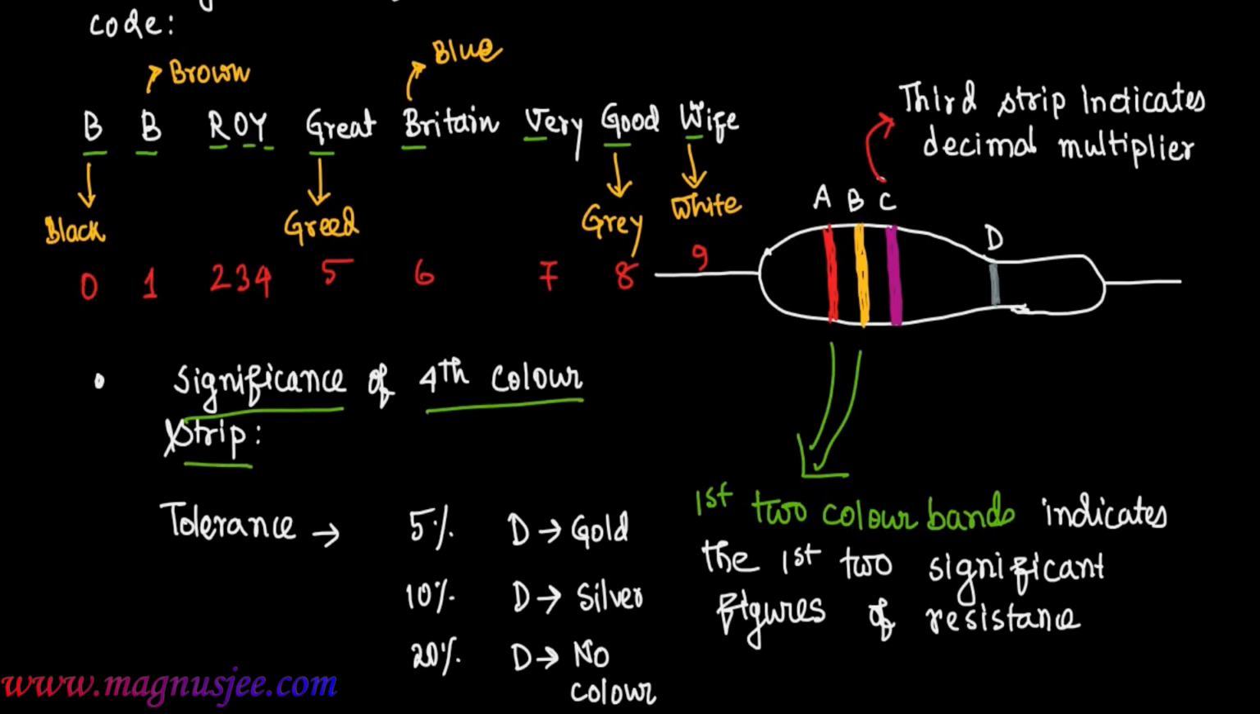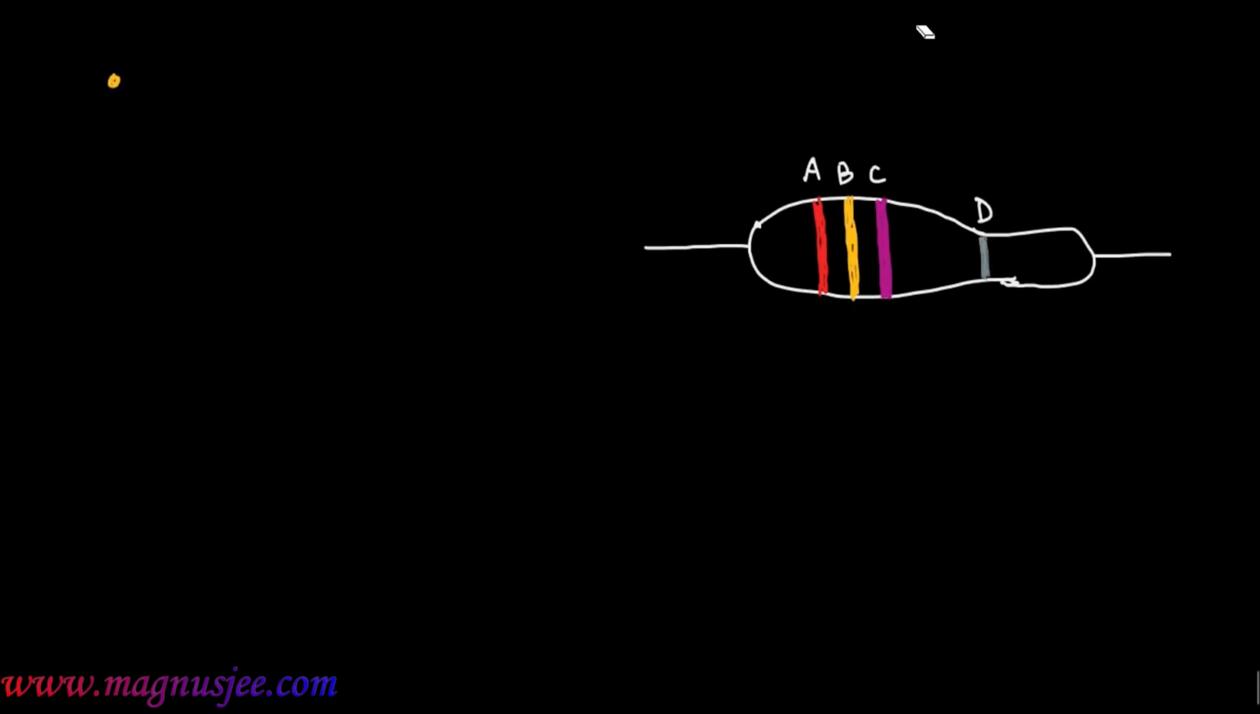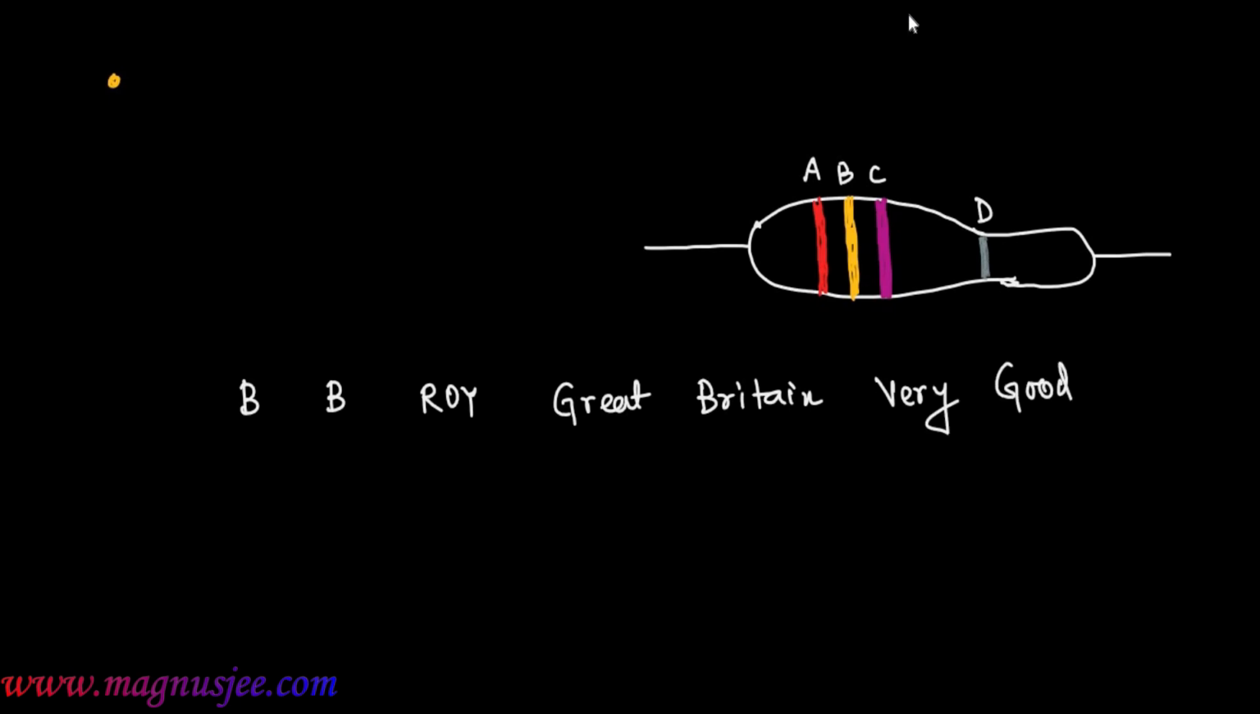This is the significance of the fourth color strip. Now we can write down the code again: B B ROY of Great Britain has a Very Good Wife. Now we can underline the letters, and these letters have different values.